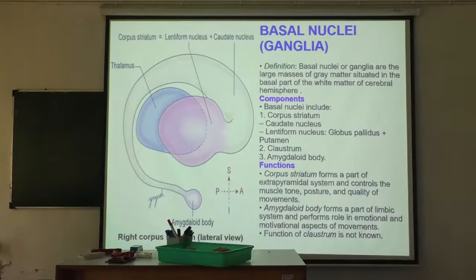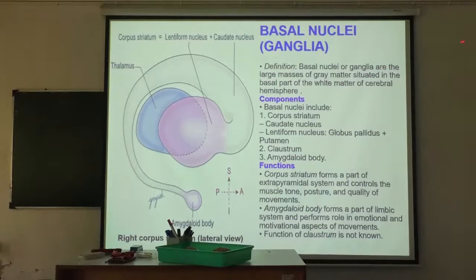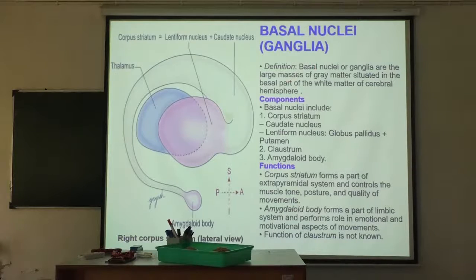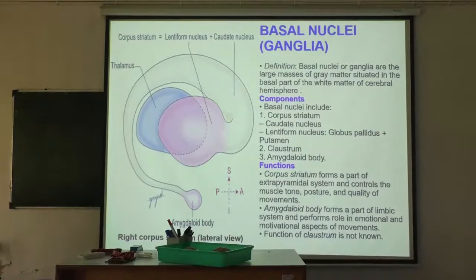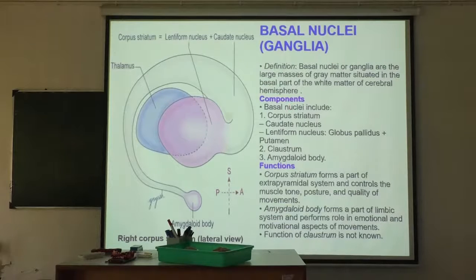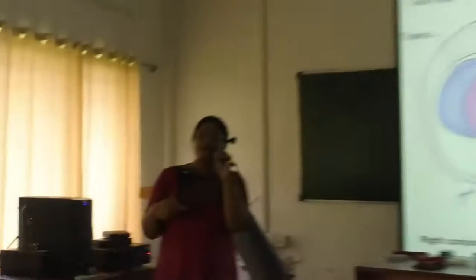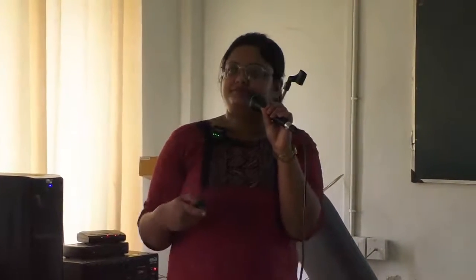These are large masses of grey matter. You remember it? It is a mass of grey matter situated in the basal part of the white matter of the cerebral hemisphere. Next is components. Components are very frequently asked in your viva also. If brain viscera, components can be asked in your viva. Components and functions are important for viva. Also theory, it can come.